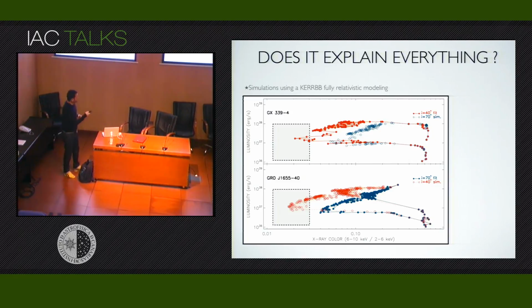But since inclination is now a parameter, we can freeze the whole spectral model and switch the inclination from low to high and vice versa. Here, when we switch from 40 to 70, we see how the system gets harder. And here, when we switch from 70 to 40, we see how the system gets softer. So it seems that the whole thing works, and the outburst evolution that we see is actually modulated by general relativity effects.